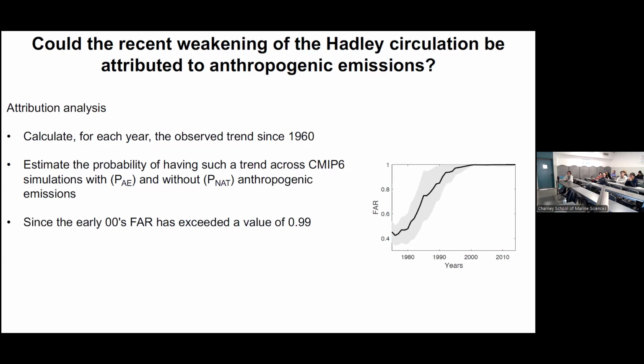And you can see that at first it's increasing with time, meaning there is a larger role of human activity in the weakening of the circulation. And by the early 2000s, it's already exceeded a value of 0.99, meaning that we have very high confidence, more than a 99% chance, that human activity weakened the circulation.